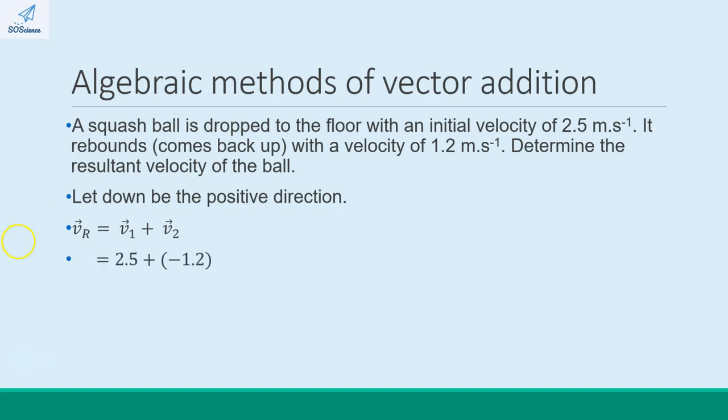So in this case, the 2.5 is positive minus 1.2, which gives us a positive answer of 1.3 meters per second. And the fact that the answer is positive means that the resultant velocity is in the positive direction, which we have decided is down. So the final answer is 1.3 meters per second down.